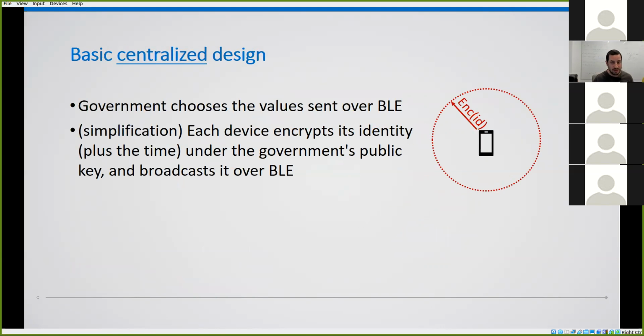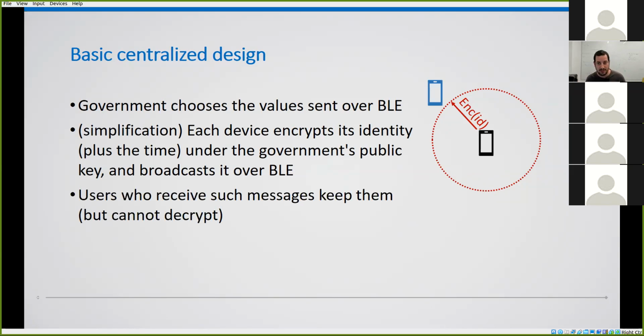So the basic centralized design is, and it's not an exact description, some schemes around the world implemented the centralized design. This is not an exact description of how it was done. This is a bit simplified so we can understand the main idea. For example, the government can choose the values that are sent over Bluetooth Low Energy. To simplify things, each device might encrypt its identity and maybe the time that it was sent under a public key that was chosen by the government, and then broadcast it over BLE.